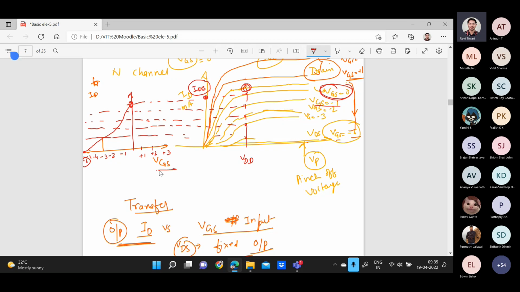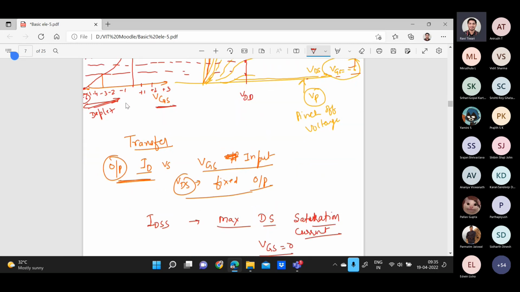Now, this was your depletion mode, because we have taken VGS negative. If VGS is positive, the current increases further like this, and this is called enhancement. So in the enhancement mode, the minimum value of current is IDSS, and in the depletion mode, the maximum current is IDSS. That is the connecting point between the depletion mode and the enhancement mode. Understand the concept?